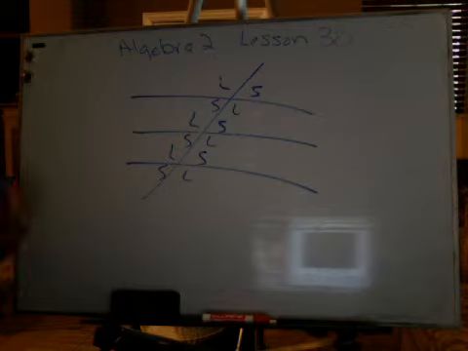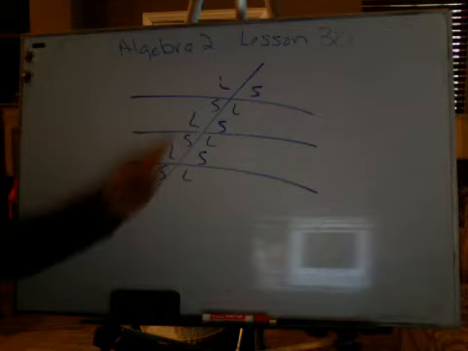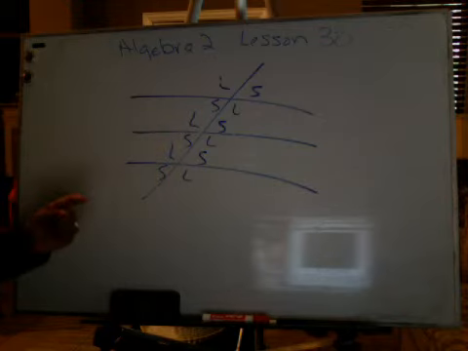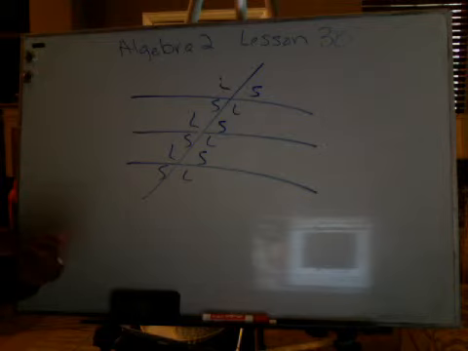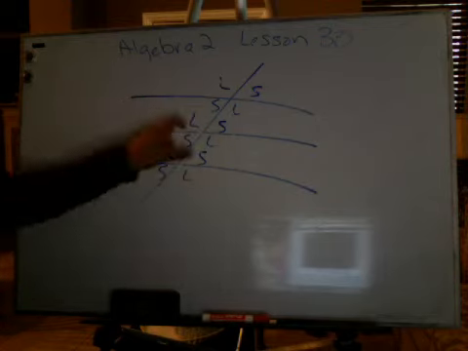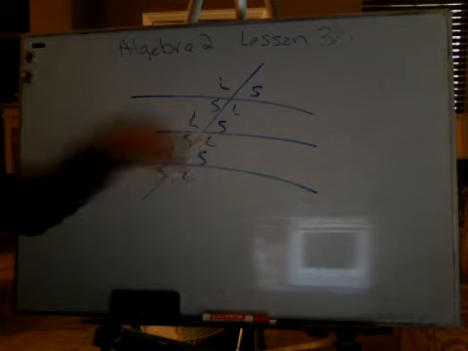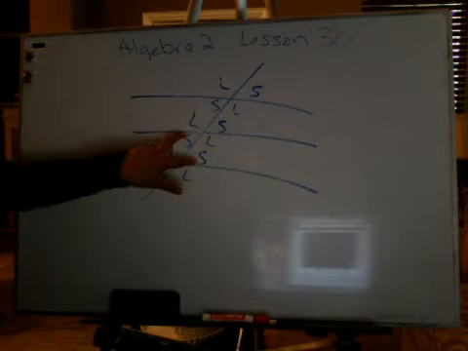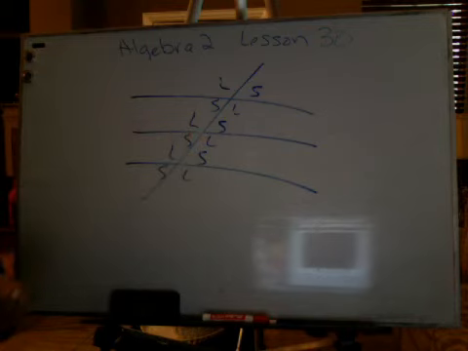Angles on the opposite sides of the transversal, remember this is the transversal line, are called alternate angles. In this figure on the left, we know that alternate interior angles are equal. So these 2 are equal, and these 2 are equal. These 2 are equal, and these 2 are equal. They're on opposite sides, and they're interior, so they're alternate. Okay?